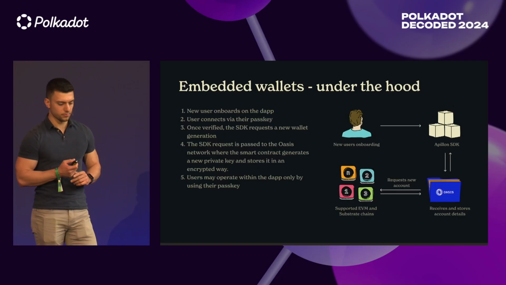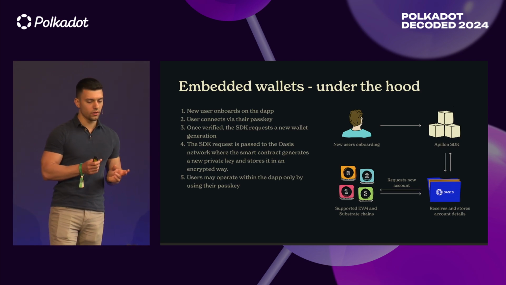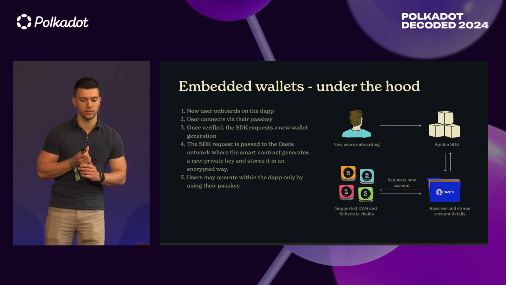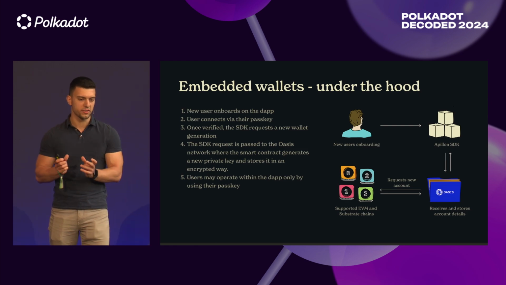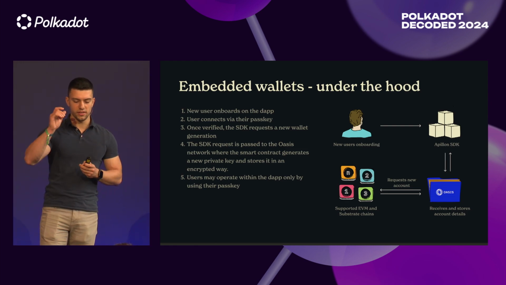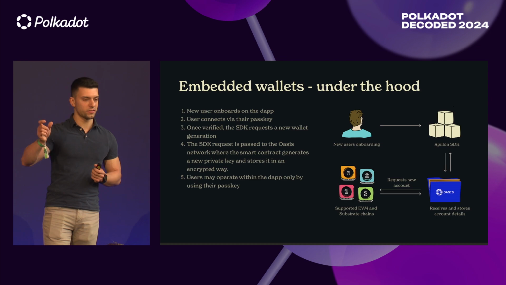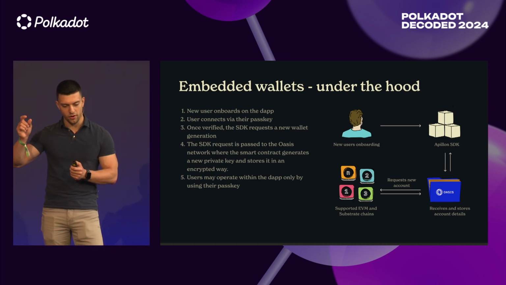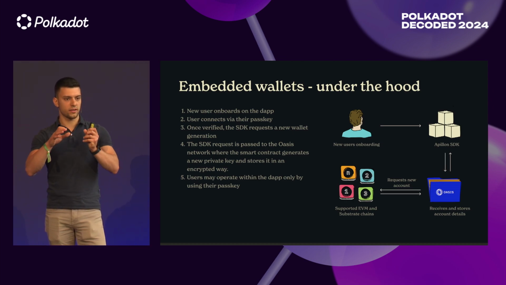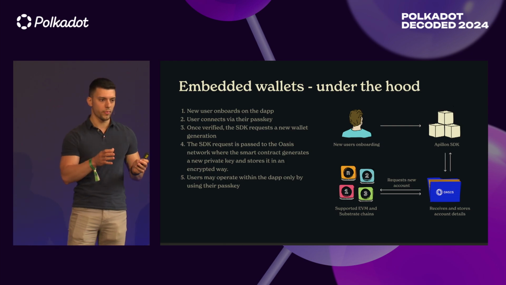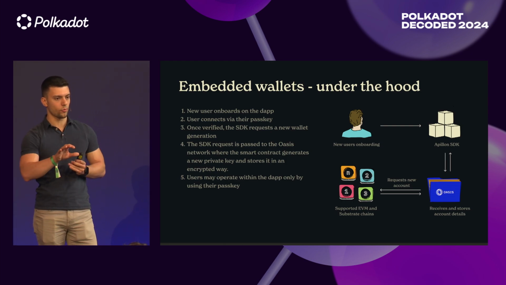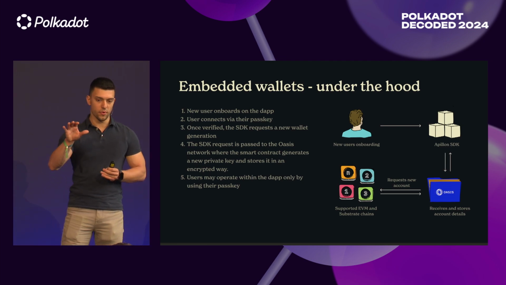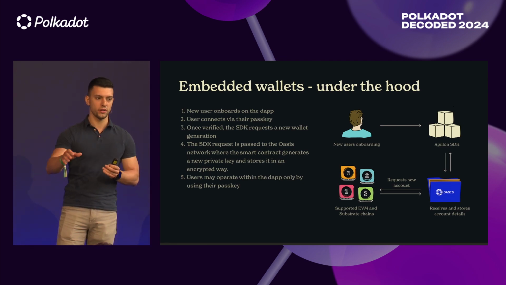So let's have a look at how this works under the hood. When a user joins a dApp and wants to use it, the developer has already implemented our SDK on their dApp. Now this SDK interacts with the Oasis Sapphire chain, which has a smart contract called an account manager. This account manager creates a new smart contract for each wallet that gets created. And each smart contract has its own encryption key.